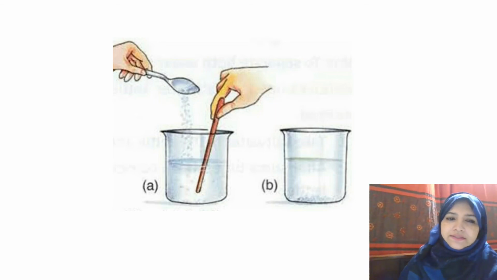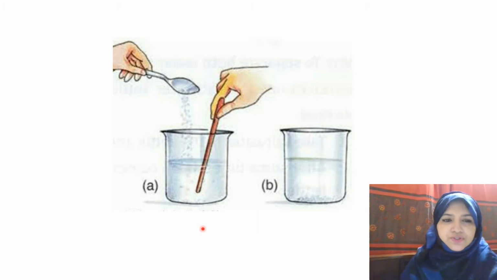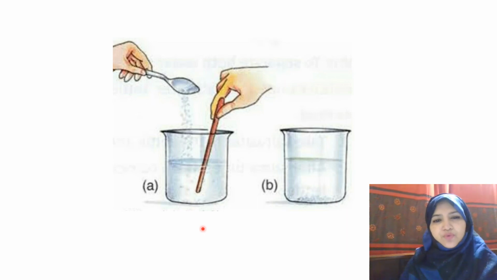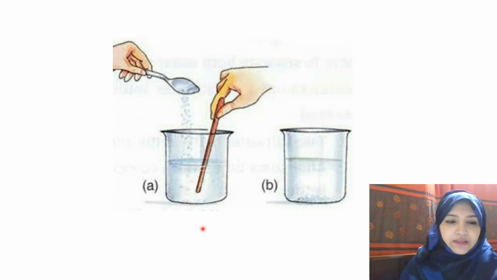Out of these two solutions of the same volume, we take the same volume of solvent. And the solution which has comparatively more amount of solute is called the concentrated solution, and the other solution which has comparatively less amount of solute is called the dilute solution.